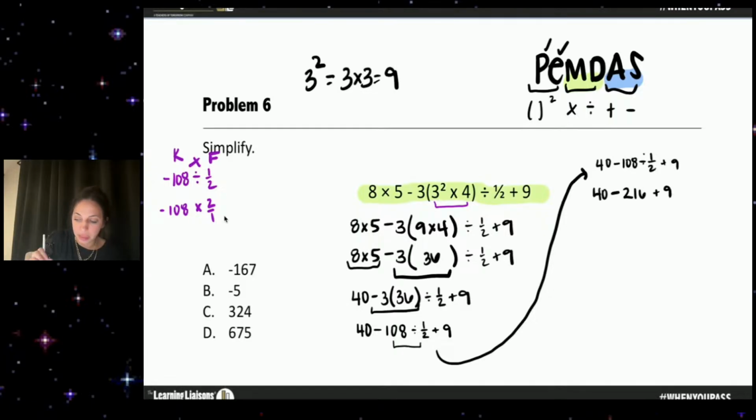Plus 9. Now, I am not going to do addition first. I'm going to do my subtraction first because that comes first going left to right. 40 minus 216 is negative 176, plus 9 equals negative 167, which is A.